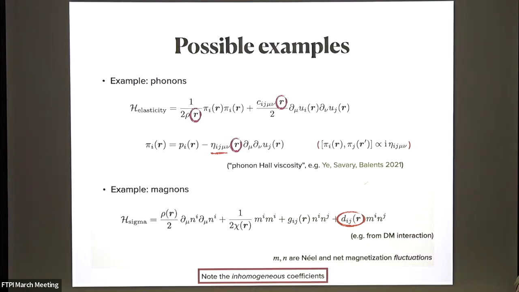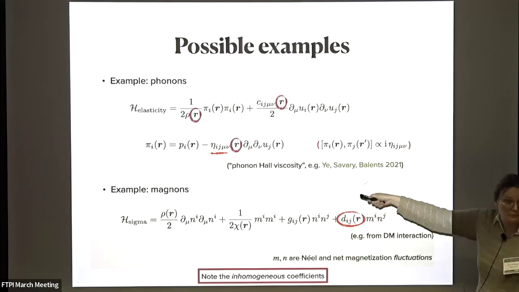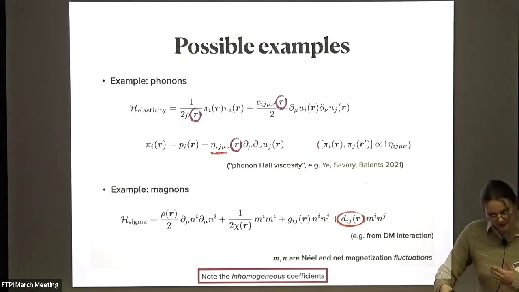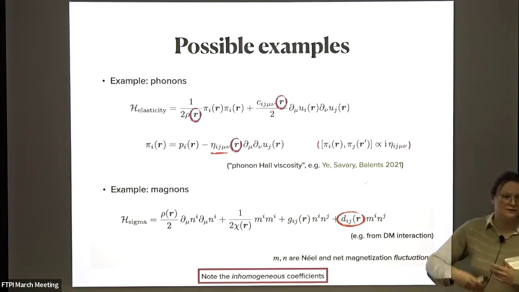I'll just go really quickly on this, so you have an idea of the kinds of systems, because it's all going to be very general. I'm just going to have H's, okay? But in the back of your head, you could be thinking of these kinds of Hamiltonian densities. For example, it could be an isotropic elasticity, including a phonon Hall viscosity, a time reversal breaking term, which you can obtain microscopically because of, for example, phonons interacting with magnons, and then you integrate out the magnons.